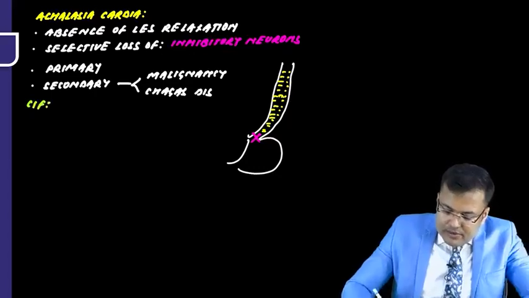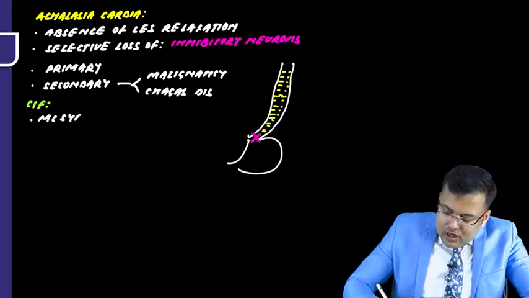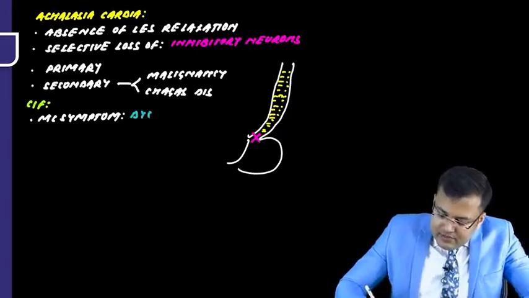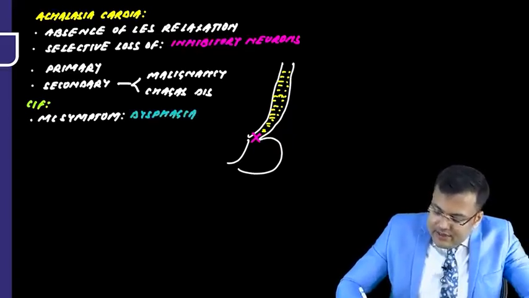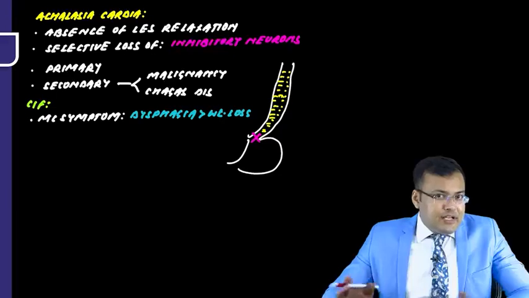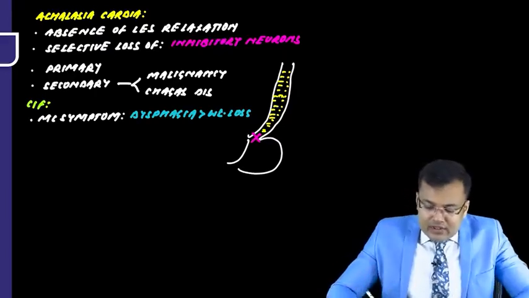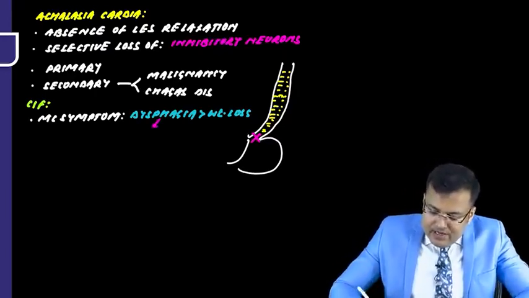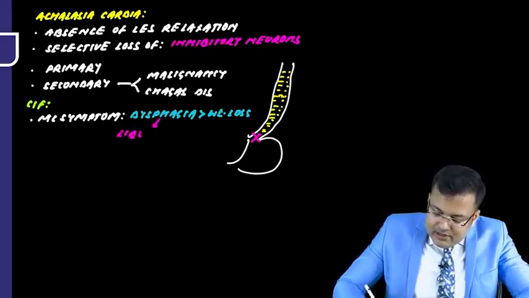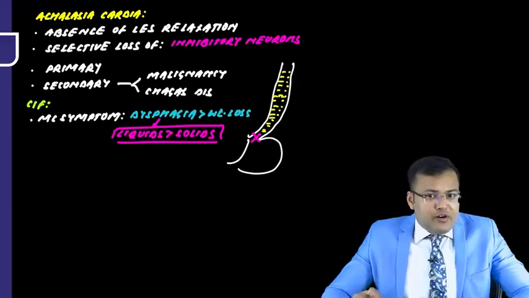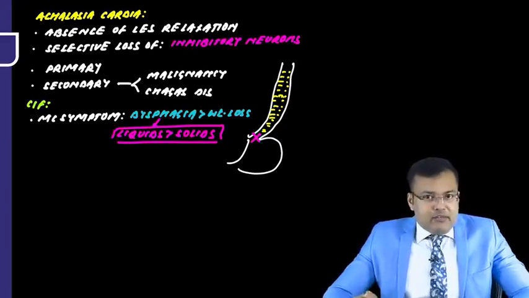So clinical features: the most common symptom in achalasia cardia is dysphagia followed by weight loss. It's a characteristic symptom. Now, what kind of dysphagia? This dysphagia is more to liquids as compared to solids, and this is a pointer, a clue for the diagnosis. You have to highlight this. In the majority of other cases, dysphagia is more to solids followed by liquids. But here, dysphagia is more to liquids followed by solids.